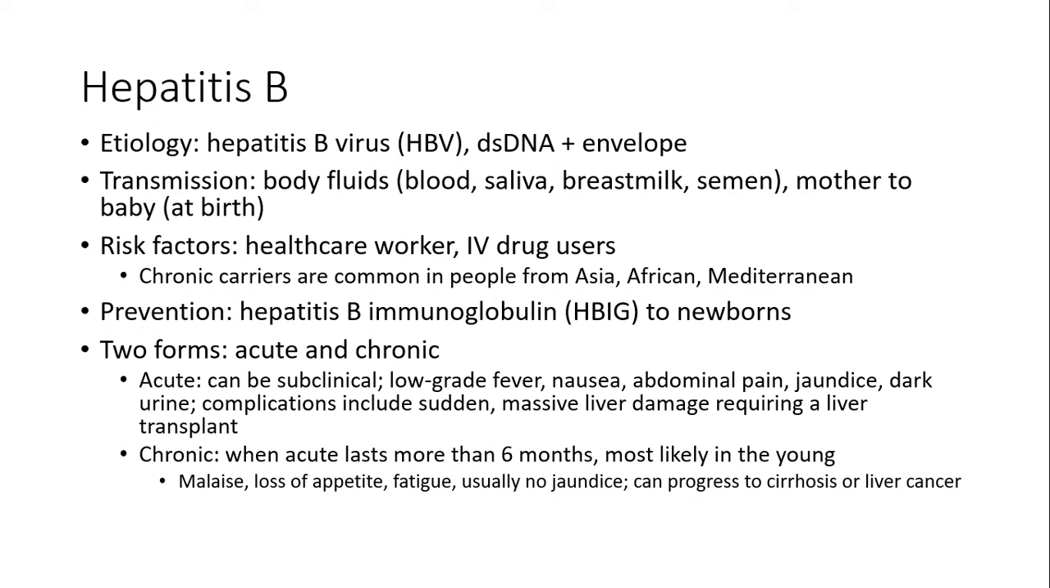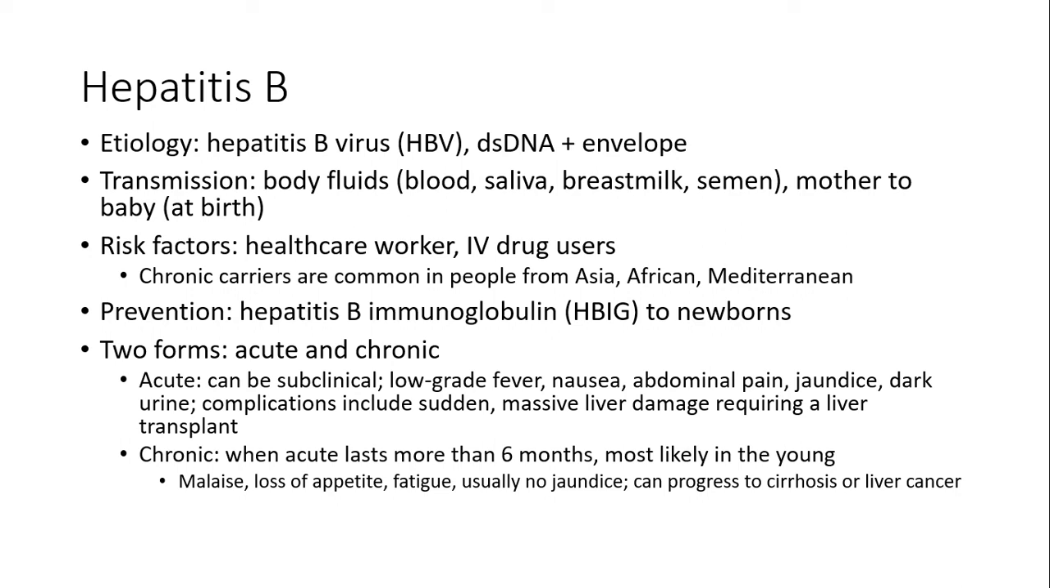So for acute, this can be subclinical, but if you do have symptoms, you'll have things like a low-grade fever, nausea, abdominal pain, jaundice, and dark urine, kind of like what we saw for hepatitis A. But the complications include sudden massive liver damage requiring a liver transplant.